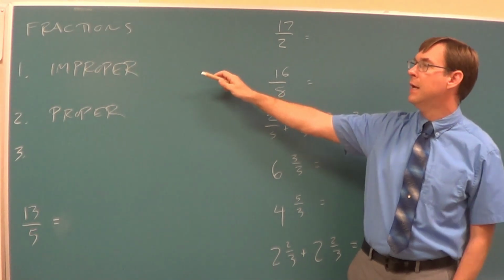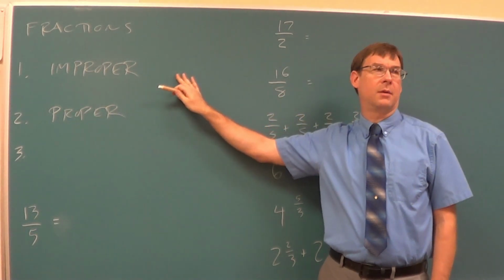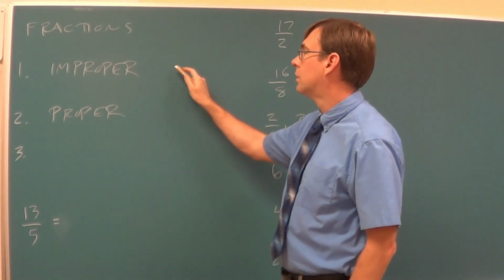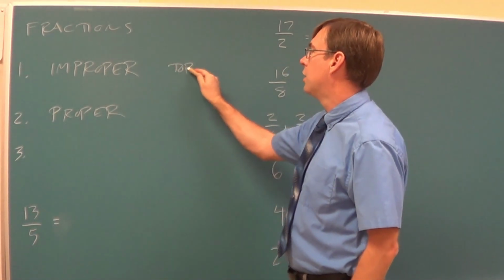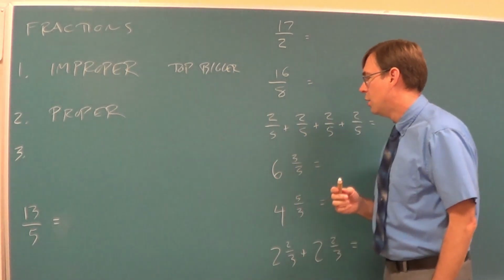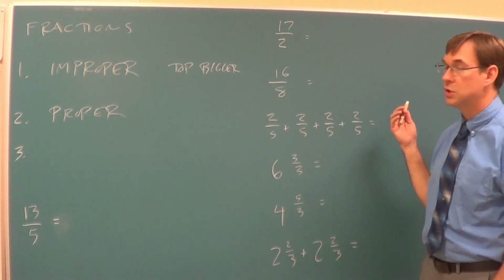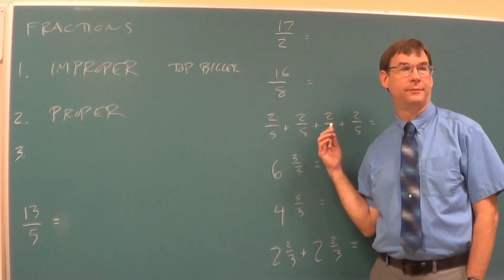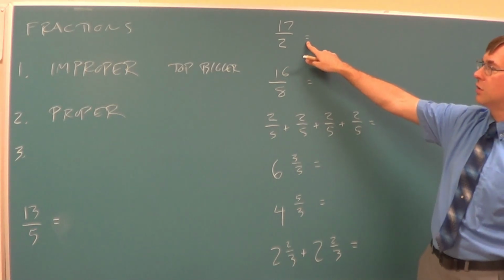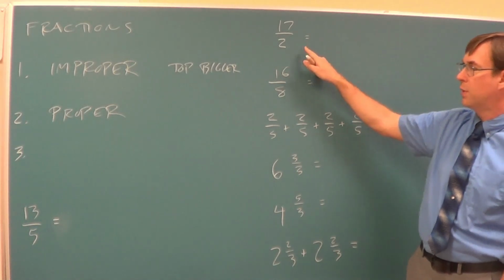So let's do, can anybody remind us in terms of a definition? What's improper about it? It's when the bigger number is on top. Okay, so if we have the top being bigger, that is an improper fraction. We have some of those on the board. Can somebody spot me an improper fraction? 17 over 2. So 17 over 2 is an improper fraction, top is bigger.